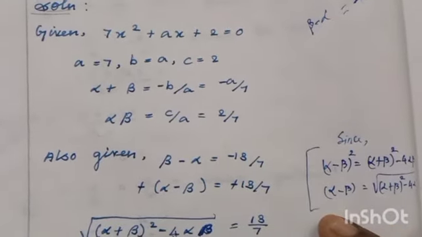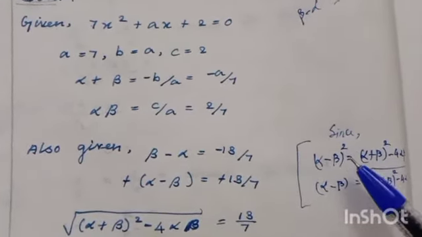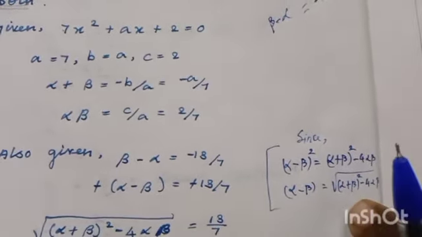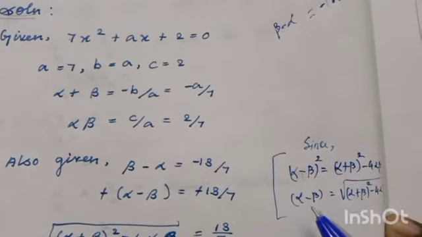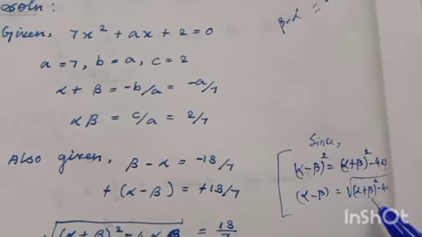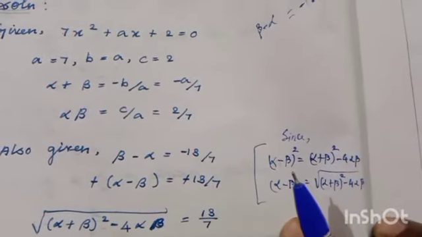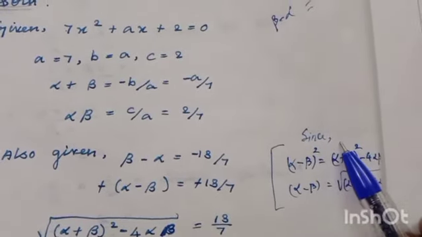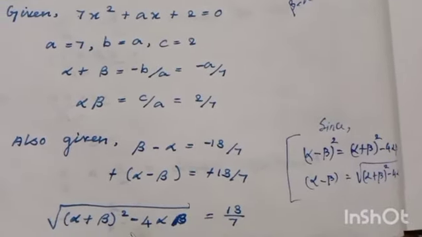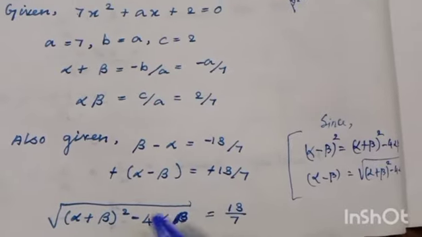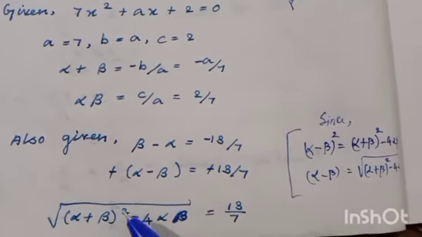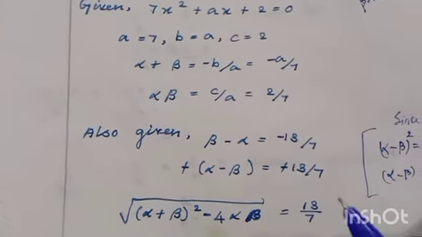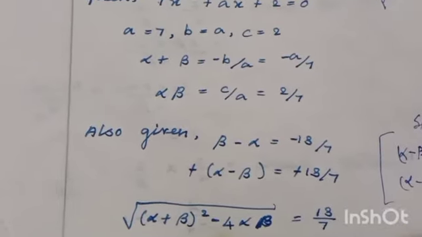Alpha minus beta, you have to apply the formula. How do you apply the formula? Alpha minus beta whole square is alpha plus beta whole square minus 4 alpha beta. So this implies alpha minus beta is equal to square root of alpha plus beta whole square minus 4 alpha beta. Otherwise you have to derive it from this basic formula, or remember this. Study this formula. Alpha minus beta is equal to square root of alpha plus beta whole square minus 4 alpha beta, is equal to 13 by 7.